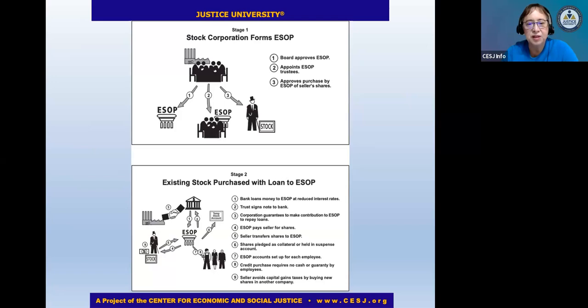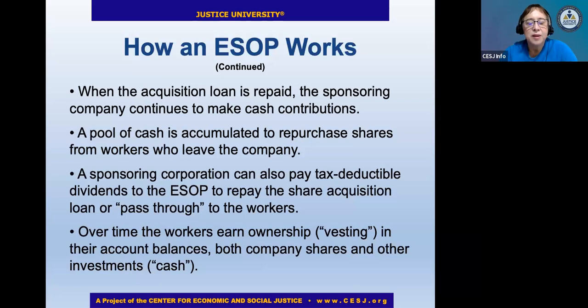The ESOP trust is the legal owner, and it's set up to insulate each of the workers from any personal liability. So here we see the diagrams of how this works, where the corporation forms the ESOP. And in this case, it's where existing stock is purchased with a loan to the ESOP. So this is generally from an owner who may be retiring. Okay, when the loan is repaid, the sponsoring company continues to make cash contributions. So this is, as I said before, it's part of retirement plans.